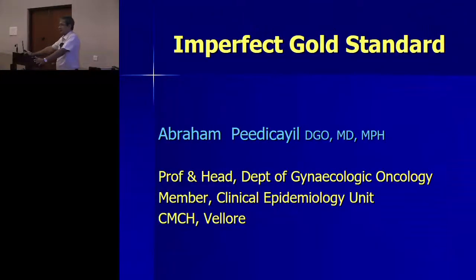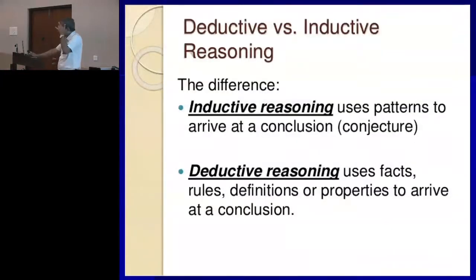So yesterday we talked about how some of the reference standards are not really gold, and it is very difficult to know the absolute reality. So we do live in an imperfect world. We did talk about this topic also, the different types of logic. So I'll just look at that. Deductive versus inductive reasoning.